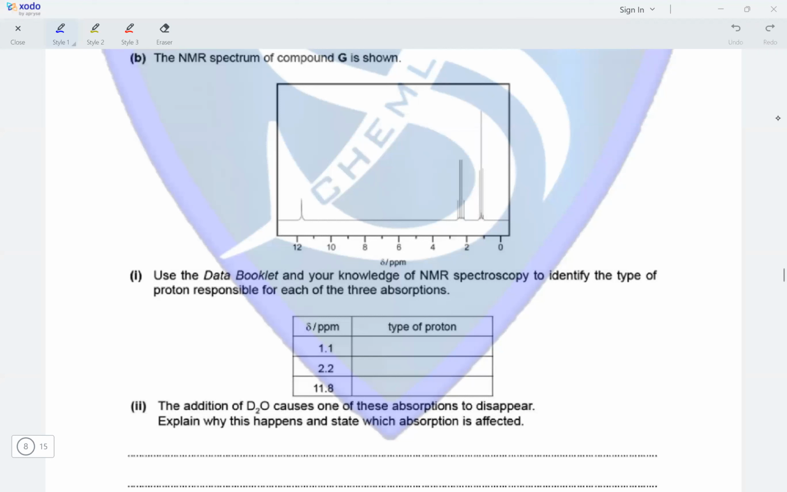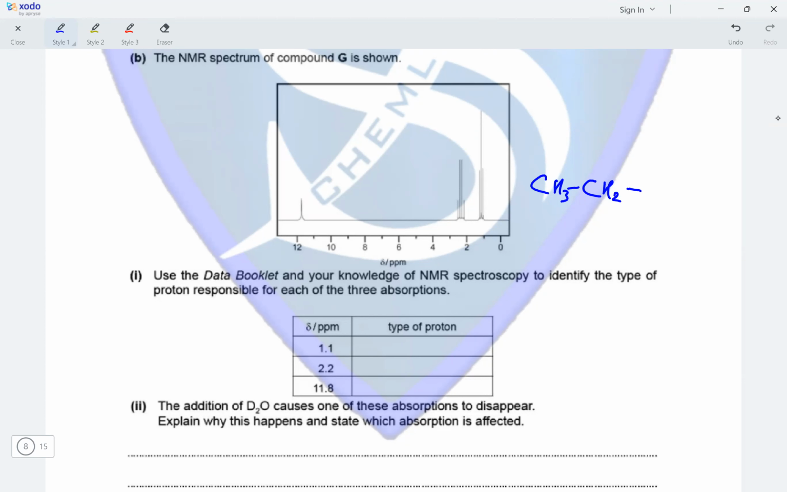The NMR spectrum of compound G is shown. Use the data booklet and your knowledge of NMR spectroscopy to identify the type of protons responsible for each of these three absorptions. So, the first peak on the right is split into three. That means it is present next to a CH2 group. The next peak from 2 to 3 is split into 4. That means it is present next to a CH3 group. That means a CH3 and a CH2 group are present next to each other.